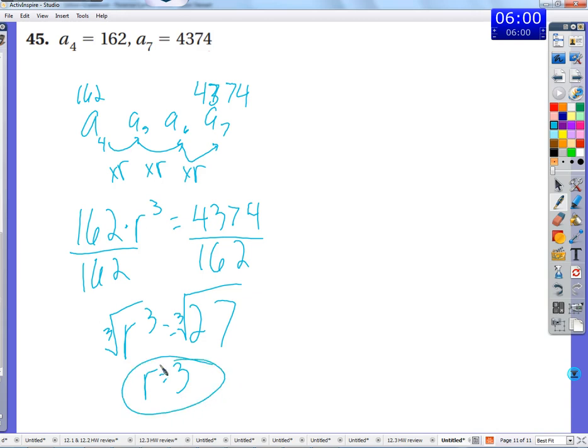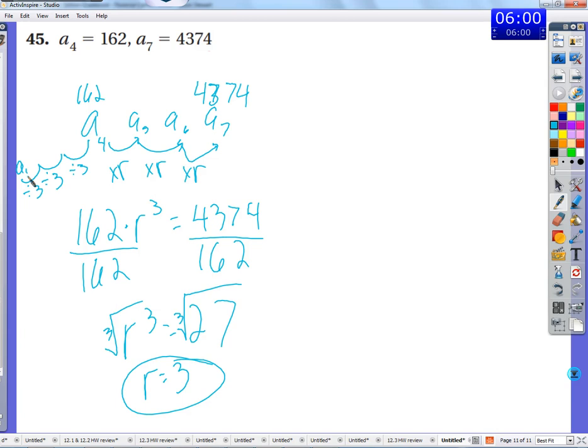How are we going to figure out what a sub 1 is? We're going to go the other way. We're going to go from a sub 4 down to a sub 3. Well, that would mean that I would divide by 3, divide by 3, divide by 3, and that would give you down to a sub 1.